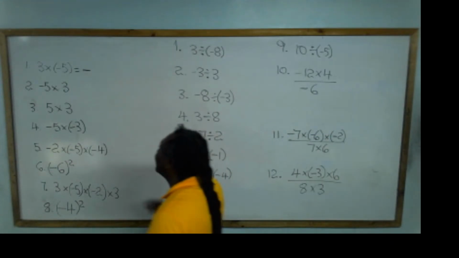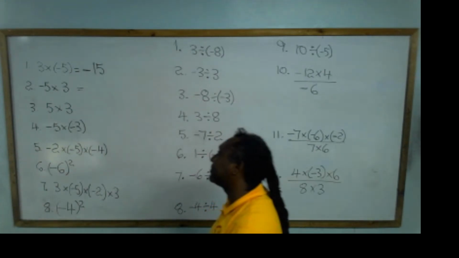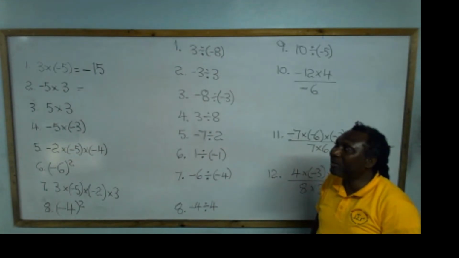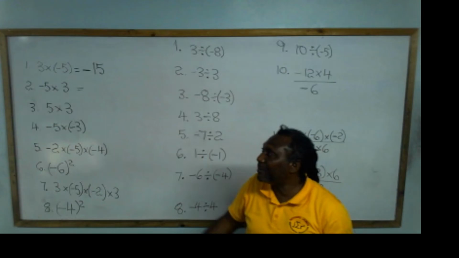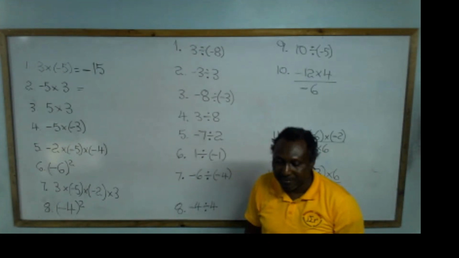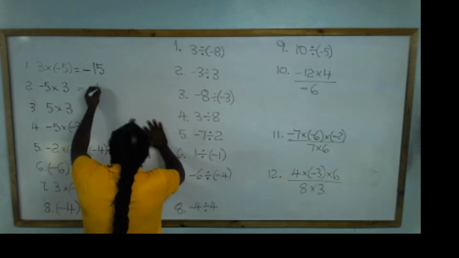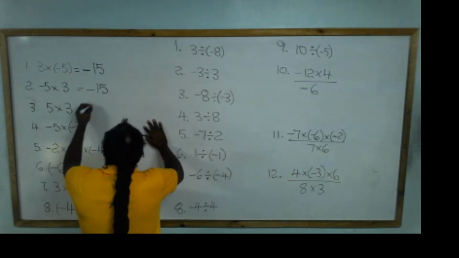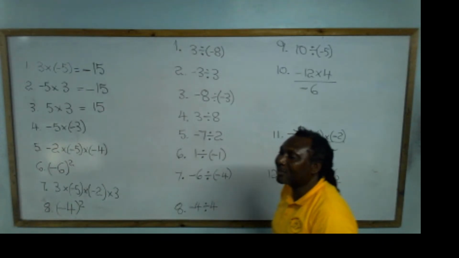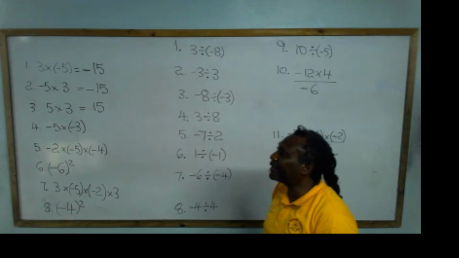And of course, 3, 5, 15. What do you notice there? Again, you are multiplying two numbers with different signs. It's a negative 5 and a positive 3. So you're multiplying two numbers of different signs. The answer is going to be negative. And 3, 5, 15. This one is 15. Even in Sunday school, it will be confirmed that 3, 5 is 15.